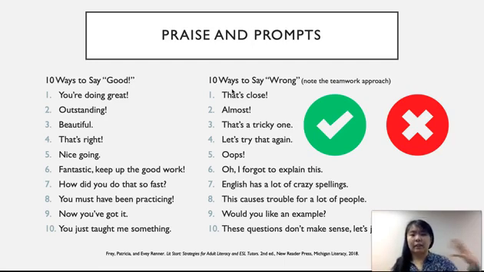So, saying like "that's close" or "almost," that's a tricky one. Like, "let's try that again." "Oops," which I thought was funny when I read it, but I'm sure I've used it. Saying "I forgot to explain this" is a particularly good one when it is an error, but it's something that they can easily learn. So then eventually it just becomes a mistake that they can self-correct.